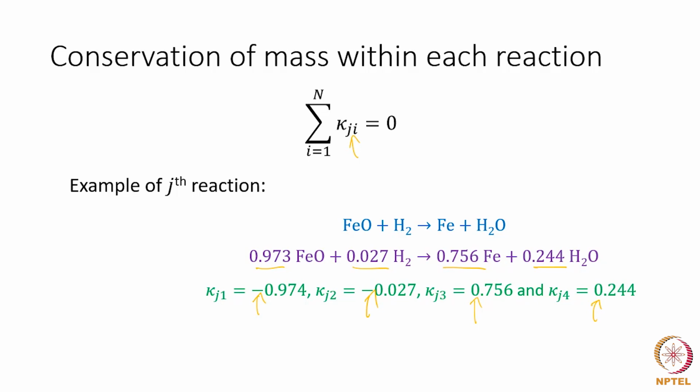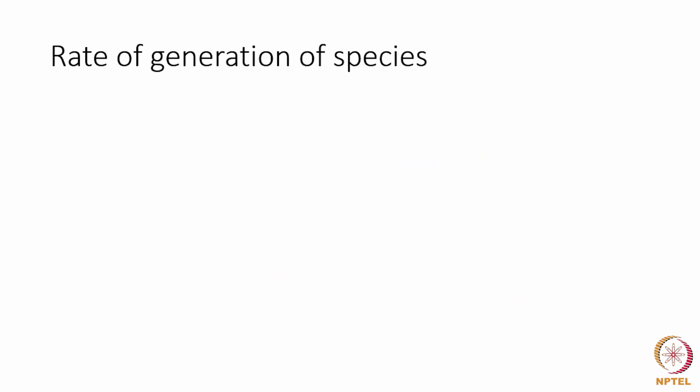So the consuming part is actually indicated with the minus sign, and from here itself we can immediately see that the summation of kappa ji over all the species for the jth reaction is 0. Now this we need because we are going to use it in the derivation, so we are going to note it down and keep it with us.